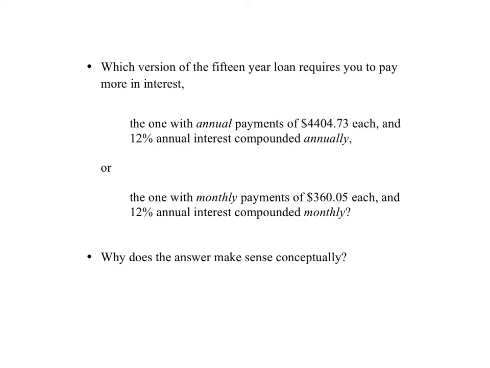Which version of the 15-year loan requires you to pay more in interest? The one with annual payments of $4,404.73 each, or the one with monthly payments of $360.05 each? And then why does the answer make sense conceptually?